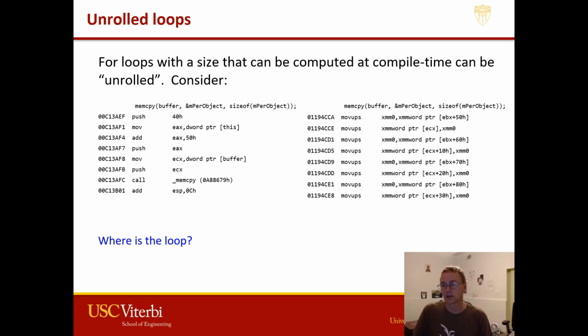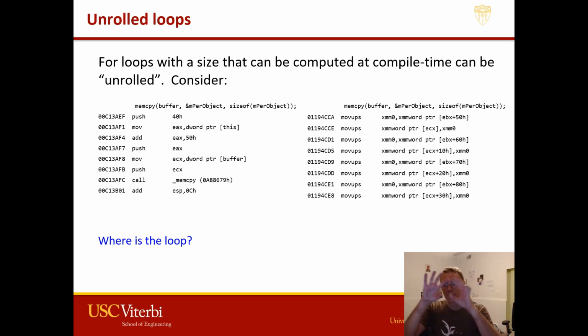And then over here, it's going ECX plus 10 hex, 20 hex, 30 hex. So the source and the destination are both going up by 16 bytes at a time. This is what we call unrolling the loop. It's taken what would have been written as a loop for I equals 0 to 16, or for I equals 0 to 64, copy the byte, copy the byte, copy the byte.